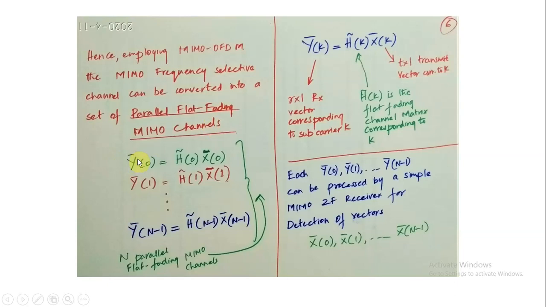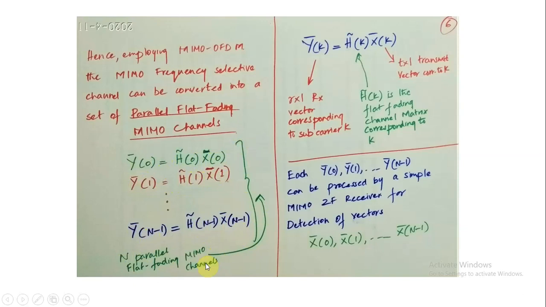So each MIMO channel at each subcarrier will have Y0 vector equal to H0 into X0. So recall that we have a frequency selective channel. The circular convolution in the time domain converts into simple multiplication of the frequency responses in the frequency domain. So Y'0 is equal to H̃0 X'0, Y'1 is equal to H̃1 X'1. Similarly, Y'(n-1) would be H̃(n-1) X'(n-1). So these all are n parallel flat fading MIMO channels.